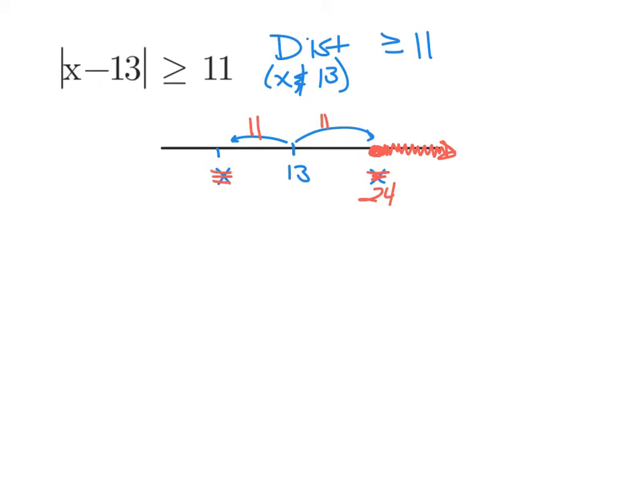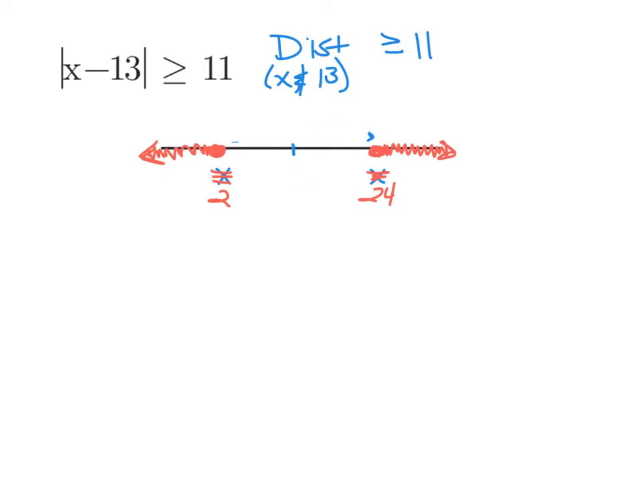13 minus 11 brings us to 2. That would be exactly 11 units away. But we want that distance to be greater than or equal to 11. So we can go even further away, all of these numbers that are out here. When we clean up our picture, we don't really need this stuff.